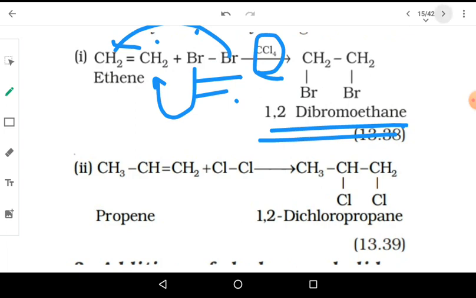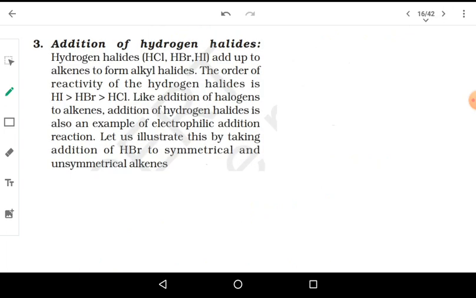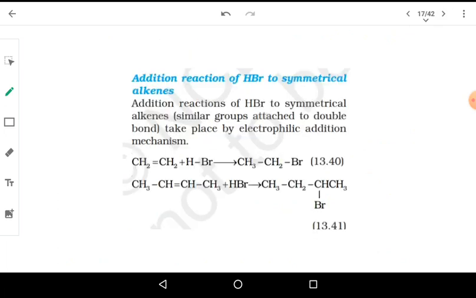And now let us move on to the addition of the next compound, which is hydrogen halide. Now when we are adding hydrogen halide, we have some conditions. What are those conditions? If it is a symmetric alkene, it is okay, we can add it in any fashion. Hydrogen towards one side and bromine towards the other side, like this. There is no problem for that, and even this is a symmetrical alkene.